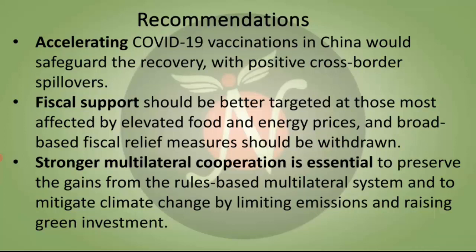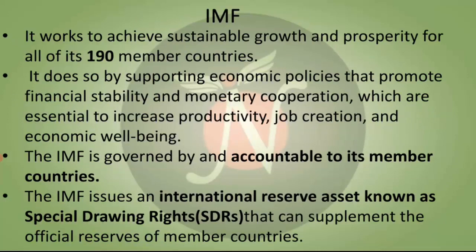Now, what are the recommendations of the report? Accelerating COVID-19 vaccinations in China would safeguard the recovery with positive cross-border spillovers. Fiscal support should be better targeted at those most affected by elevated food and energy prices, and broad-based fiscal relief measures should be withdrawn. Stronger multilateral cooperation is essential to preserve the gains from the rules-based multilateral system and to mitigate climate change by limiting emissions and raising green investment.